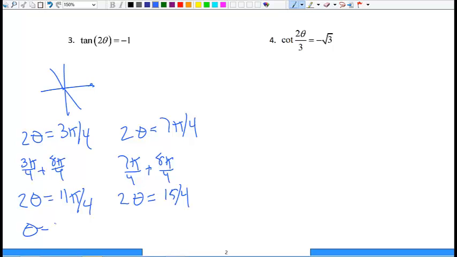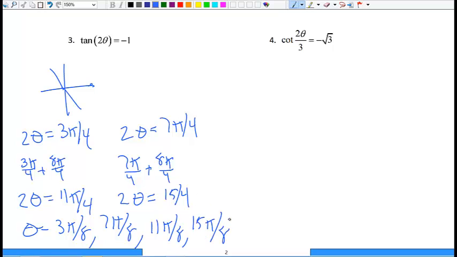I want thetas. So I'm going to take every one of my fractions and divide it by an extra 2. So 3 pi fourths divided by 2 is 3 pi eighths. 7 pi fourths is 7 pi eighths when I divide that by 2. Then I get 11 pi eighths and 15 pi eighths. And I just realized I did not include the pi when I wrote that.